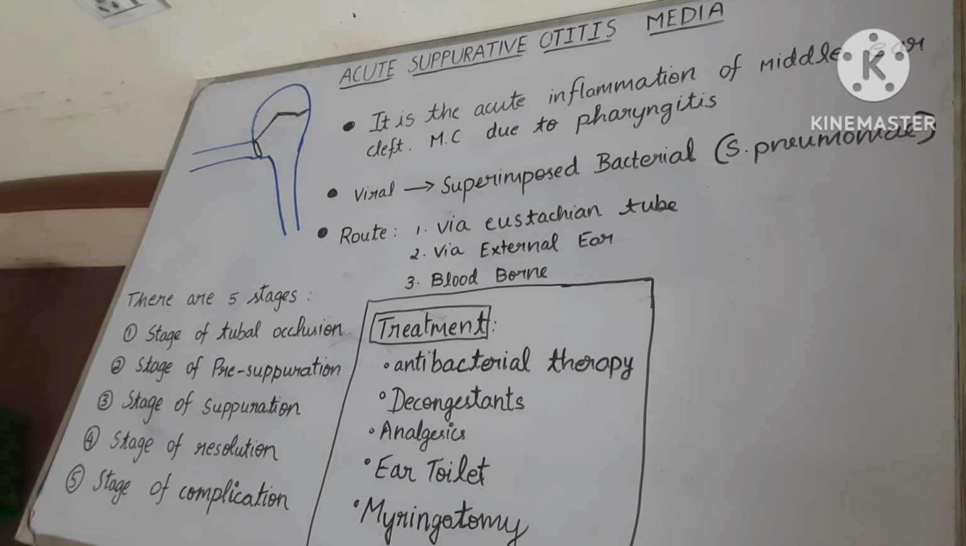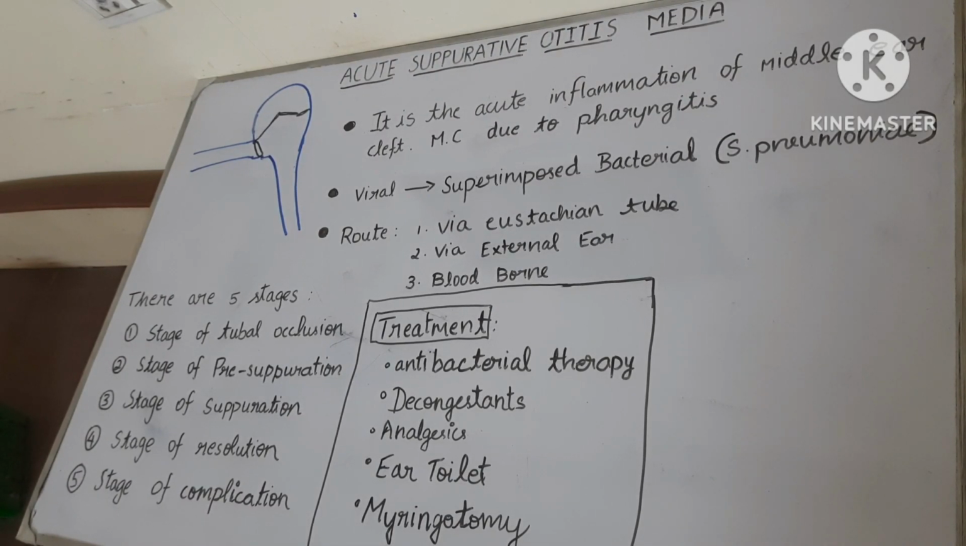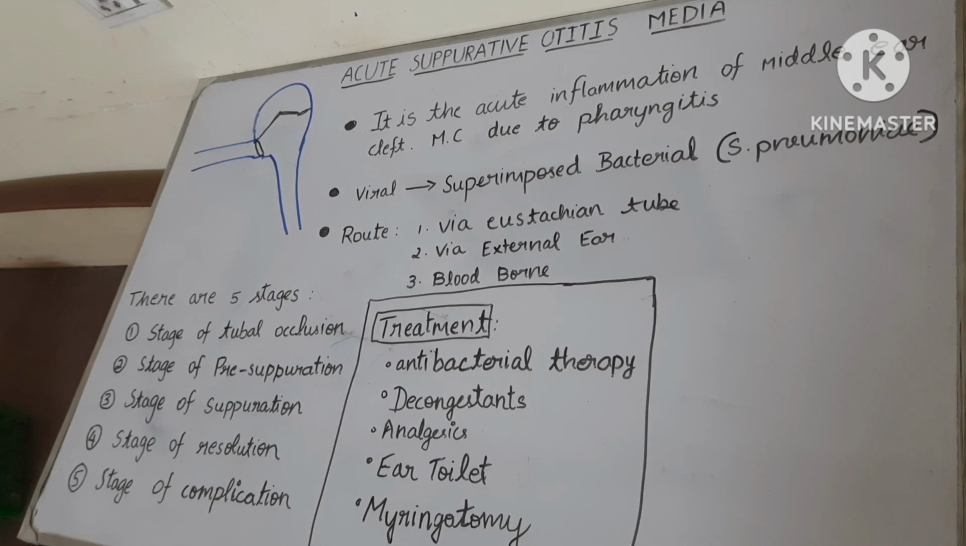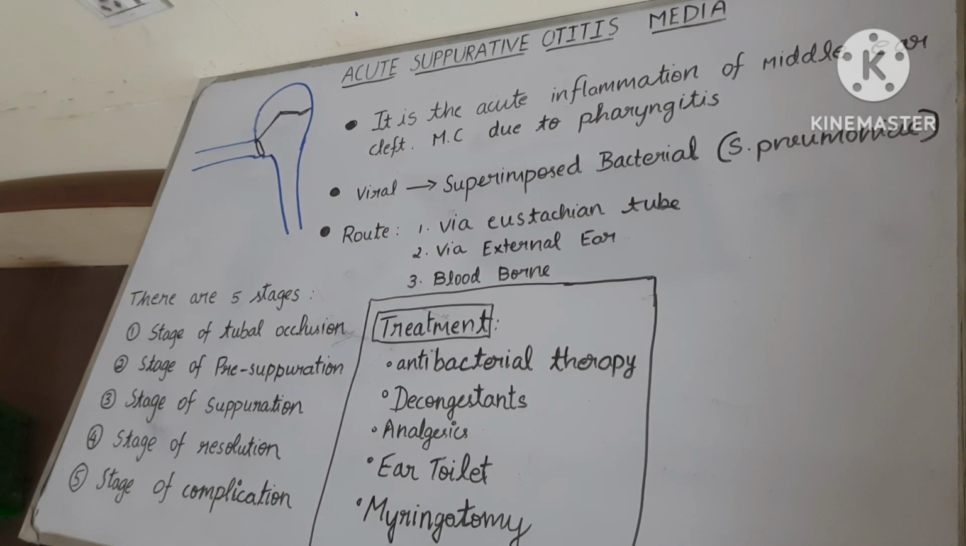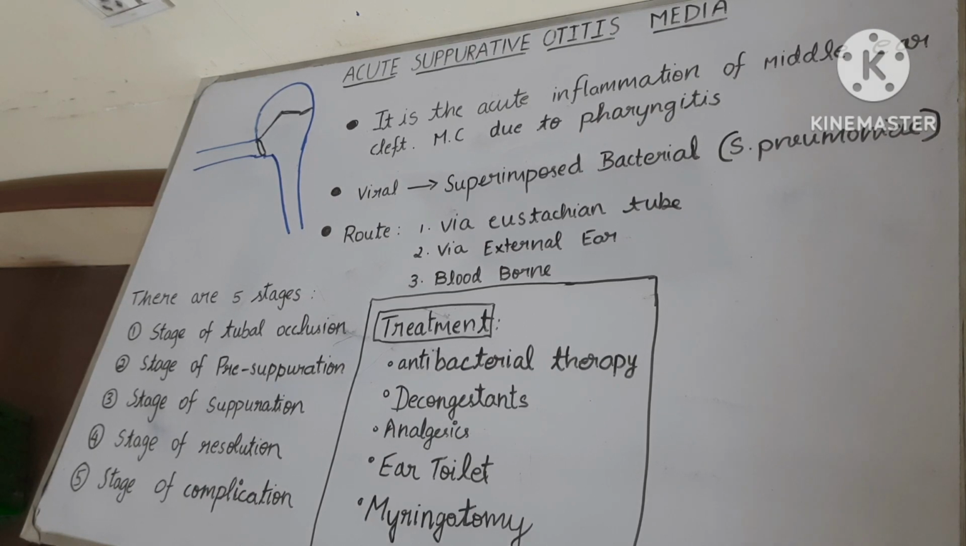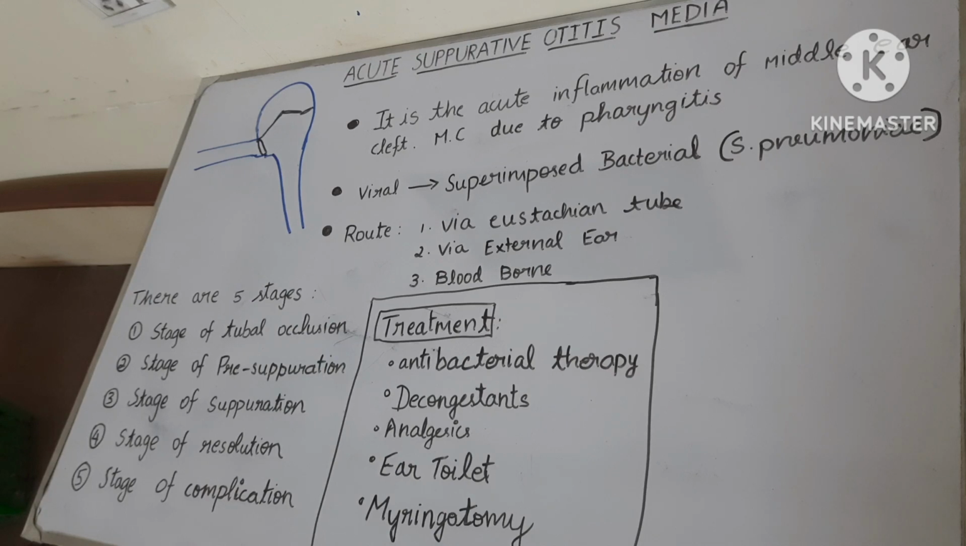Hello friends, today I am going to teach you about ASOM, Acute Suppurative Otitis Media. It is a very huge topic and also one of the topics in which we get confused easily. So Acute Suppurative Otitis Media is the acute inflammation of the middle ear cleft.